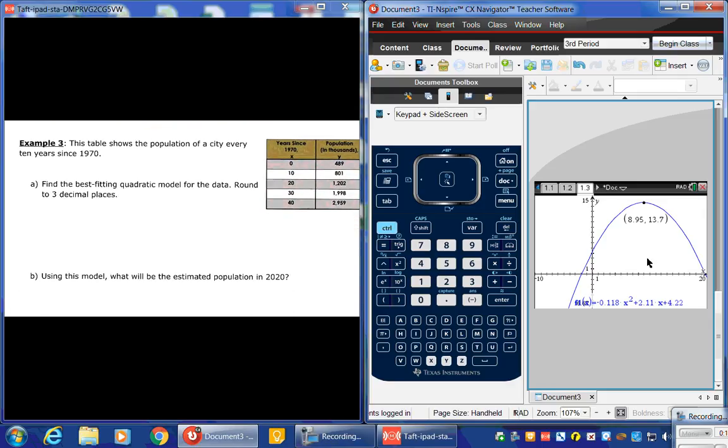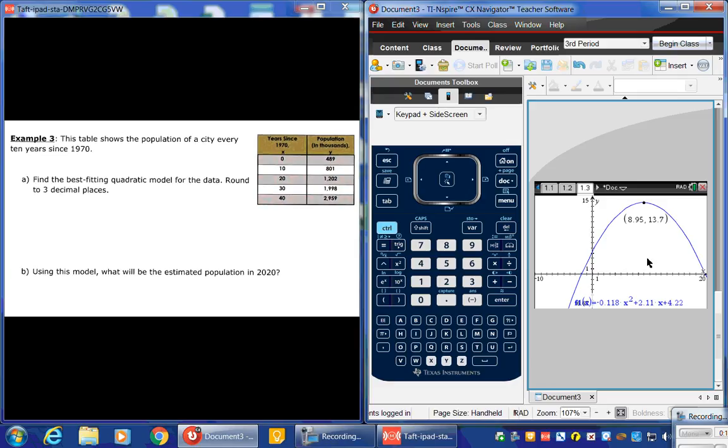Example 3. Example 3 says this table shows the population of a city every 10 years since the year 1970. So here, and this is important to read, we have our years since 1970. So if it's at 0 years, that's the year 1970. 10 years, 10 years after 1970.